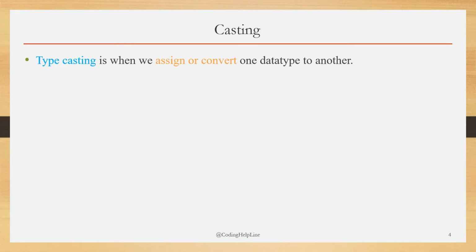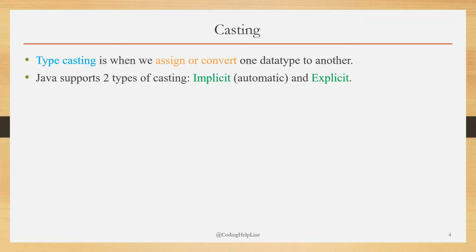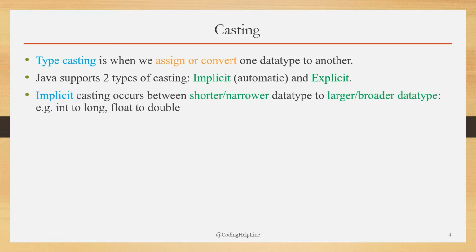Typecasting is when we assign or convert one data type to another. Java supports two types of casting: implicit, that happens automatically, and explicit, that we have to do ourselves. Otherwise, there will be a compiler error. Implicit casting occurs from a shorter or narrower data type to a larger or broader data type. For example, int to long, float to double.